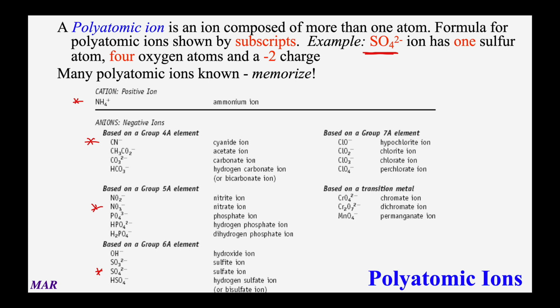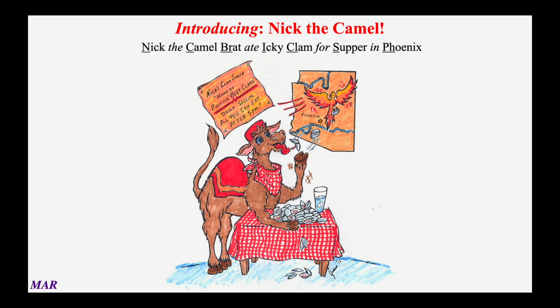So start figuring these out and seeing how they work. They're pretty important in chemistry. You should know the name, the formula, and the charge. All those things come in really handy. Now, one way to help you learn polyatomic ions is to talk about Nick the Camel. And no, I don't think I've totally lost it yet, but Nick the Camel is an expression that's used sometimes to help learn polyatomic ions.